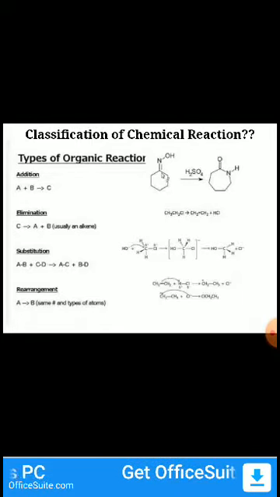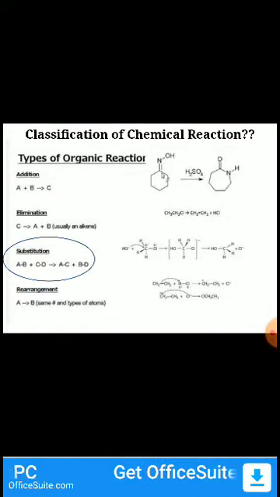Before discussing reactive intermediates, we first discuss what types of organic reactions there are: addition, elimination, substitution and rearrangement. First we will start with the substitution reaction. In the substitution reaction, what happens?